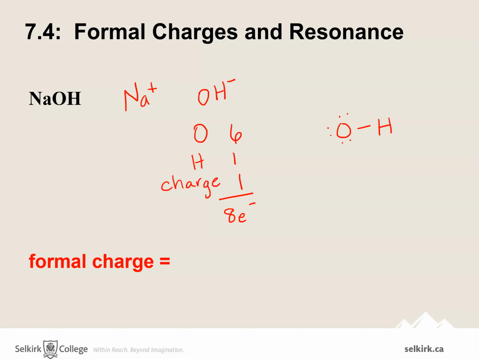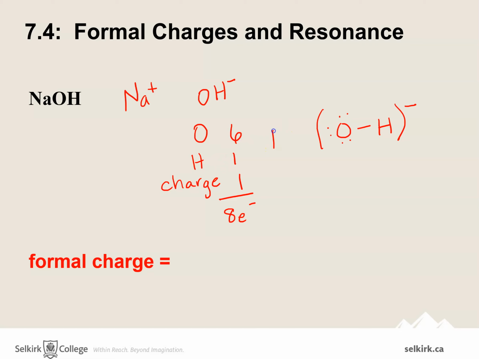All I have to do is double check the structure. Total number of electrons is 8. 2, 4, 6, 8. And the oxygen is happy. 2, 4, 6, 8. And the hydrogen has 2. Did you ever wonder why a hydroxide ion had a negative charge? Because it needs an extra electron to end up having a stable structure, obeying the octet rule.